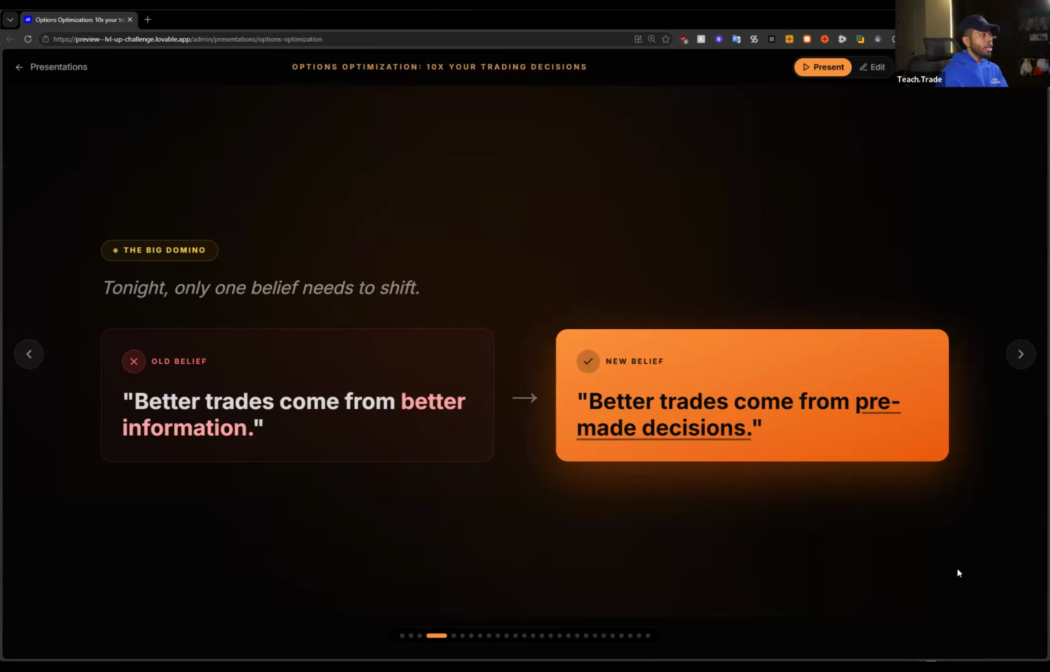All right. And so the biggest domino I want to cover for you guys today is that better trades aren't coming from better information. You might be feeling that, you might be working hard in that way, and that may have been your journey to this point. Better trades are coming from pre-made decisions.